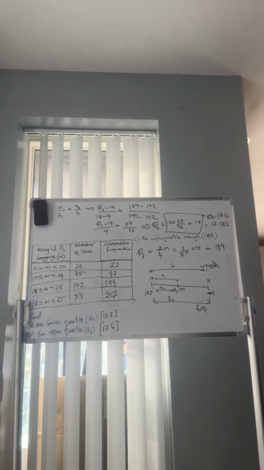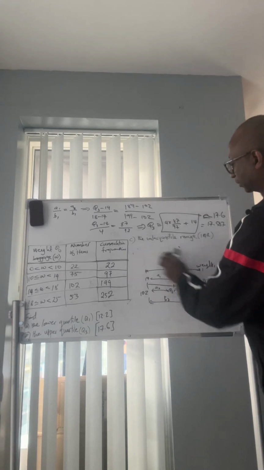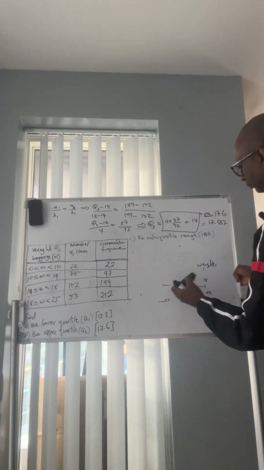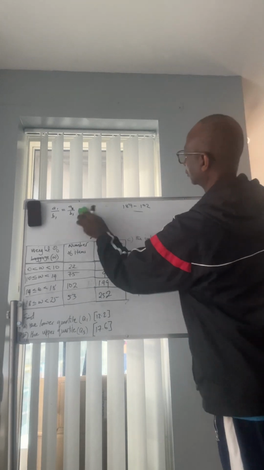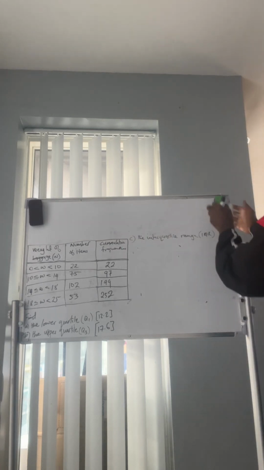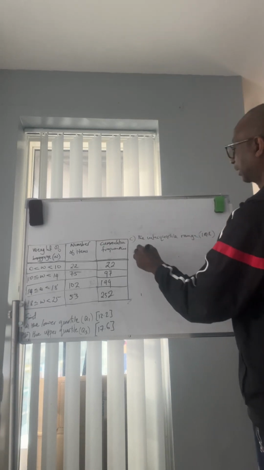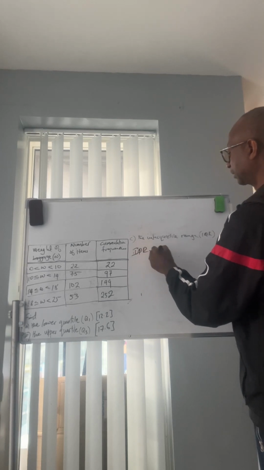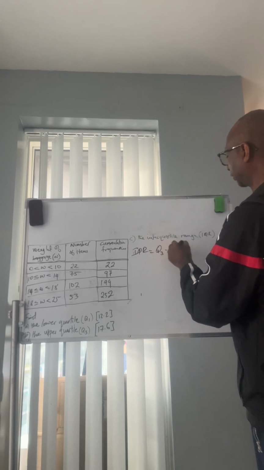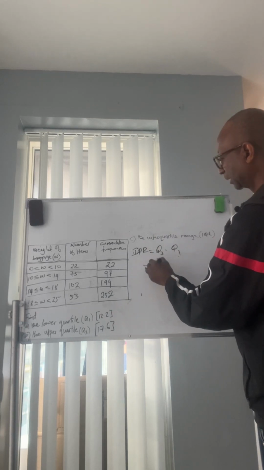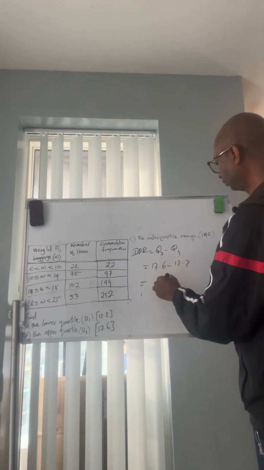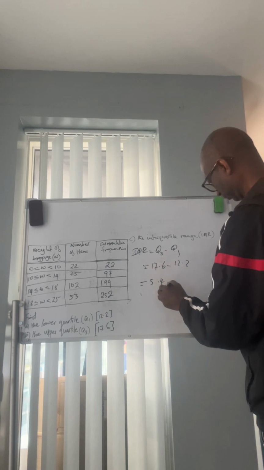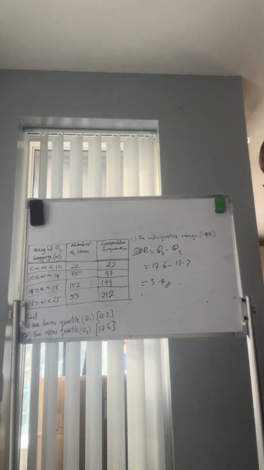Now you are asked to find the interquartile range, which is very easy to calculate. The interquartile range, IQR, equals Q3 minus Q1. So it's simply 17.6 minus 12.2, which equals 5.4. So this ends the question.